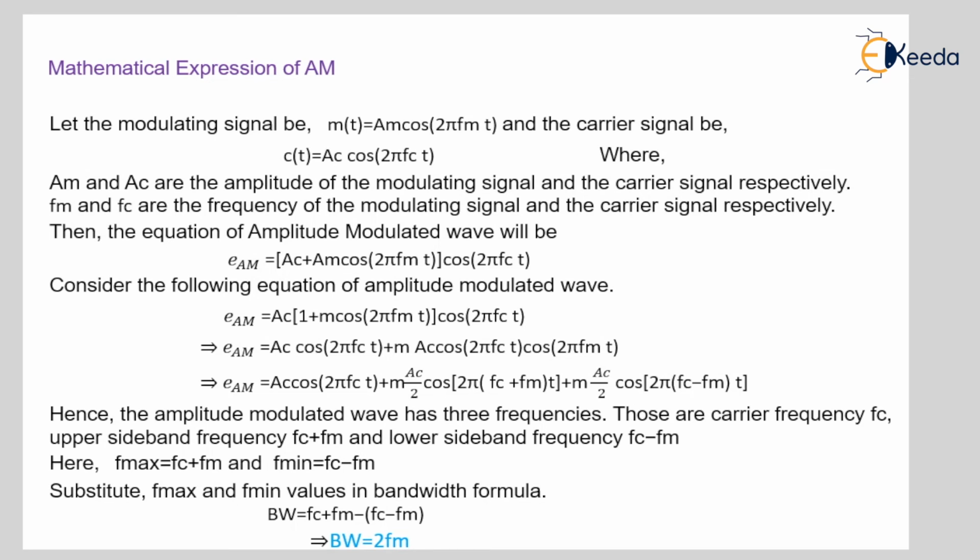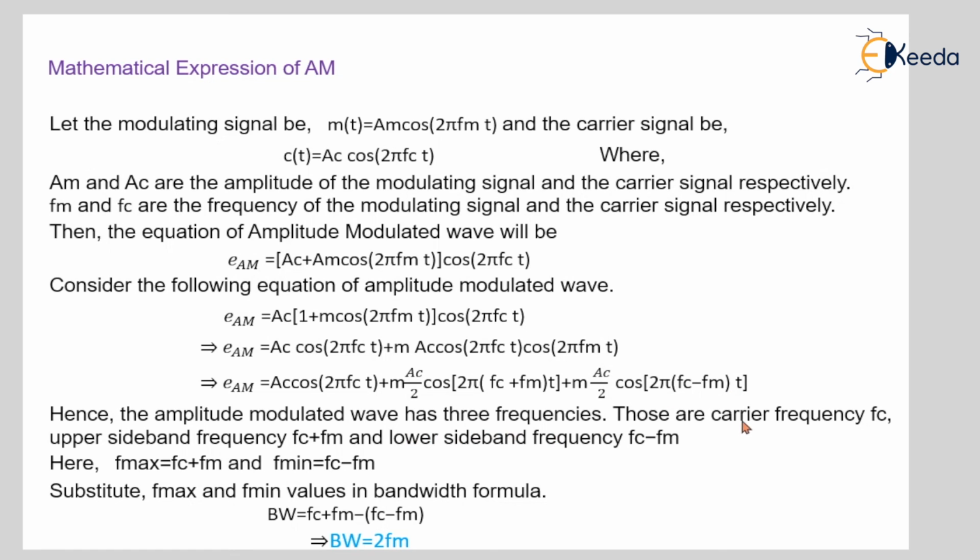Now E of AM equals AC cos 2 pi fct plus m AC divided by 2, which is the amplitude of that particular sideband, cos of 2 pi (fc plus fm) t, plus again m AC divided by 2, the amplitude of the lower sideband, cos of 2 pi (fc minus fm) t. Hence the amplitude modulated wave has three frequencies.